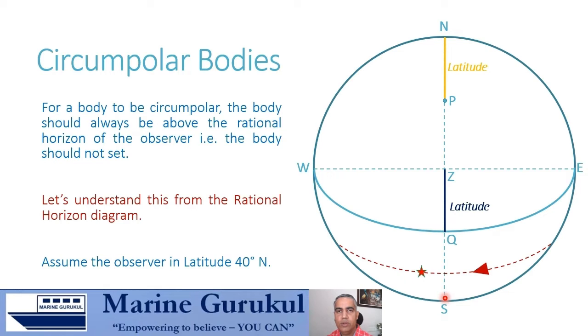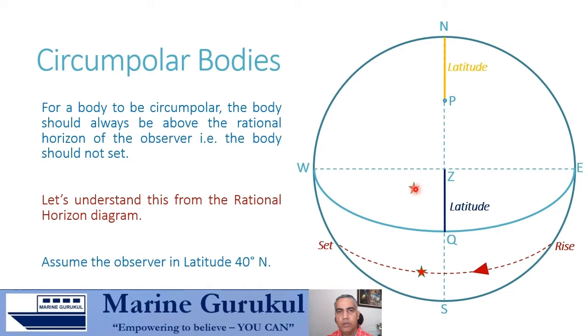Now let's assume a second celestial body with its declination of the same name as the latitude of the observer and see whether it becomes circumpolar or not. So you can see in the diagram, this is the rising point of the body. A body moves in this particular direction represented by the arrow and then eventually sets at this particular point. Now let's assume a second body here. Now this star is north of the equinoctial and the declination of the star is of the same name as the latitude of the observer.